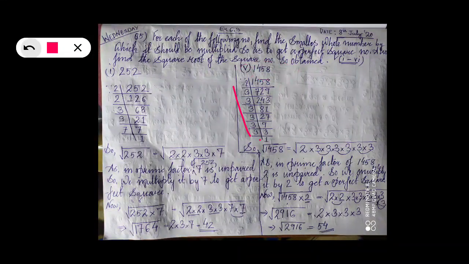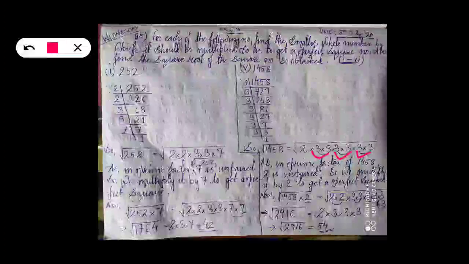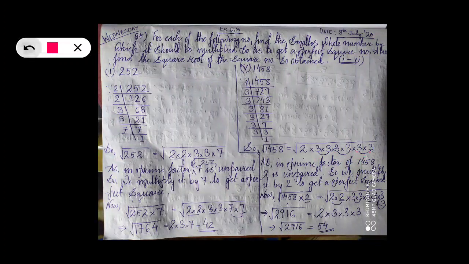Now let us make pairs of the factors. 3 is in pair, again 3 is in pair, again 3 is in pair, but 2 is unpaired. So to make it a pair, you have to multiply with 2. So that is the answer. Again we'll write the same thing: in the prime factors of 1458, 2 is unpaired, so we multiply it by 2 to get a perfect square.